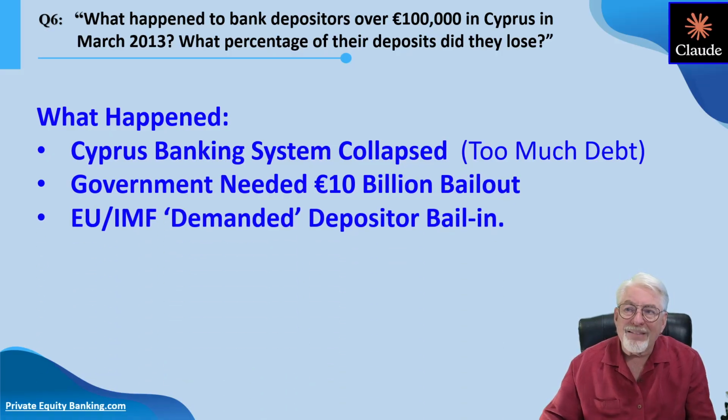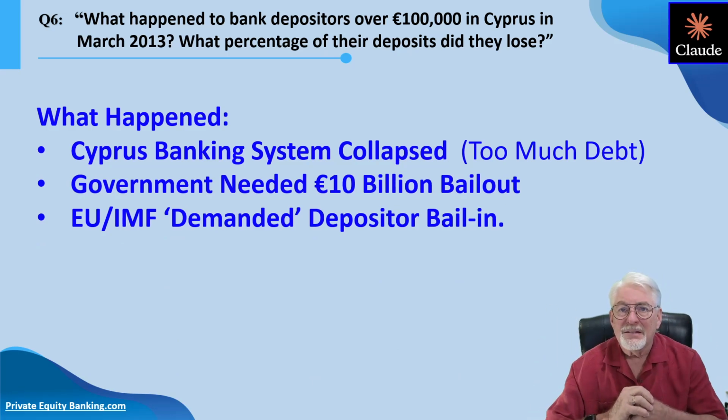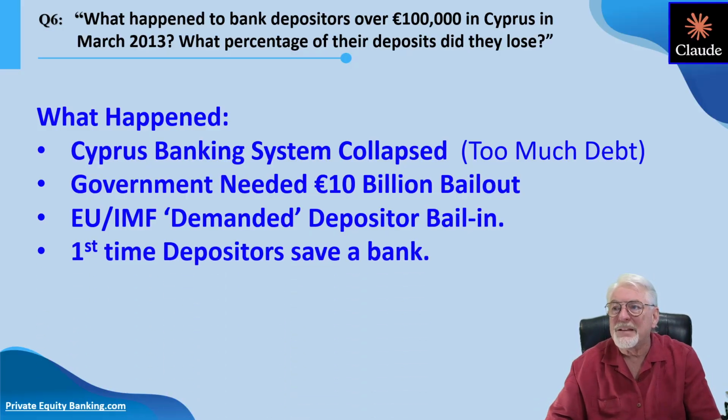The EU and the IMF demanded depositor bail-ins. In other words, they weren't willing. Neither the IMF nor the EU were willing to take that risk. And so they just said, well, sorry, we're going to use that bail-in clause that everybody now has in their banking system. First-time depositors were used to save a bank.